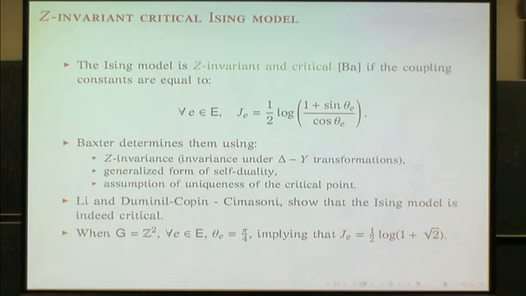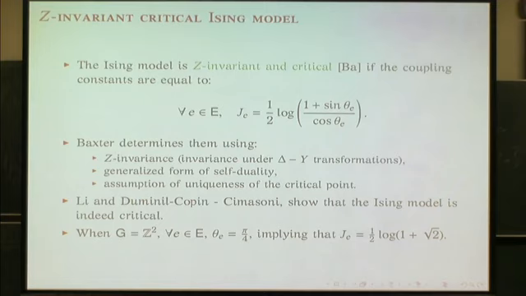So on isoradial graphs, if you have a triangle, you can naturally transform it into a three-legged star. And asking that the model is invariant under such a transformation gives you a set of equations, and Baxter solved them, and what he gets is a one-parameter family of solutions, depending on a parameter k. And if on top of that you assume a generalized form of self-duality and uniqueness of the critical point, then the parameter is fixed to 0, and what you get is these weights.